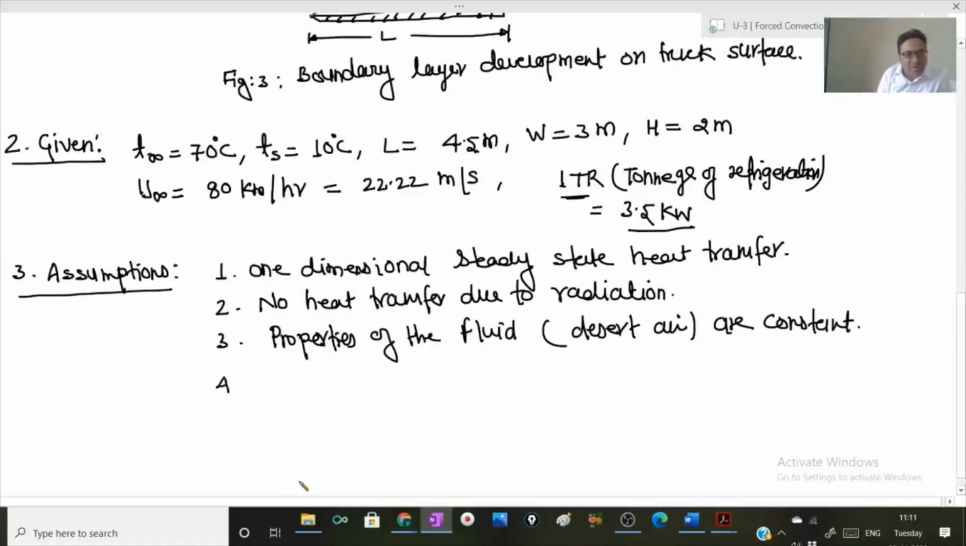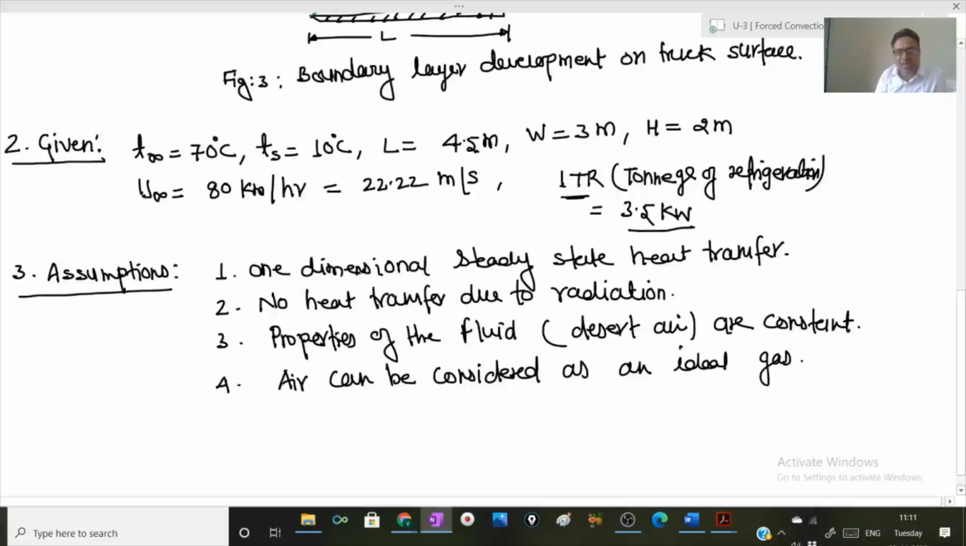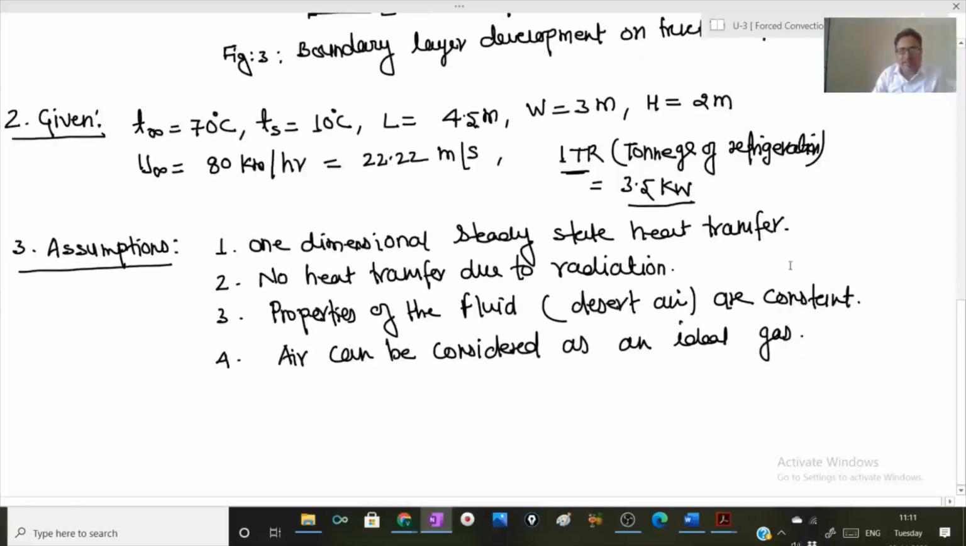Assumption number 4, air can be considered as an ideal gas. So all the gas laws and related relations can be used as and when required.